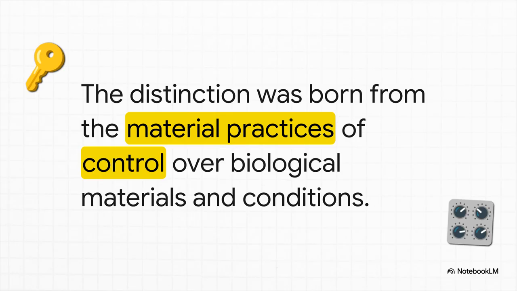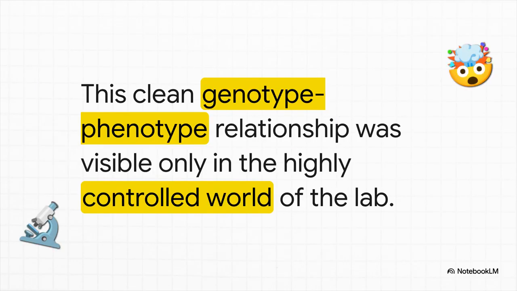Absolute, rigorous, experimental control. And here it is, the main point of this whole explainer. That clean, simple, one-to-one link between a gene and a trait, it isn't some fundamental truth we discovered out in nature. It's an outcome of this process. It's a relationship that only appears, that only becomes visible, inside the highly artificial world of the lab. We didn't so much find it as we created the conditions for it to exist.